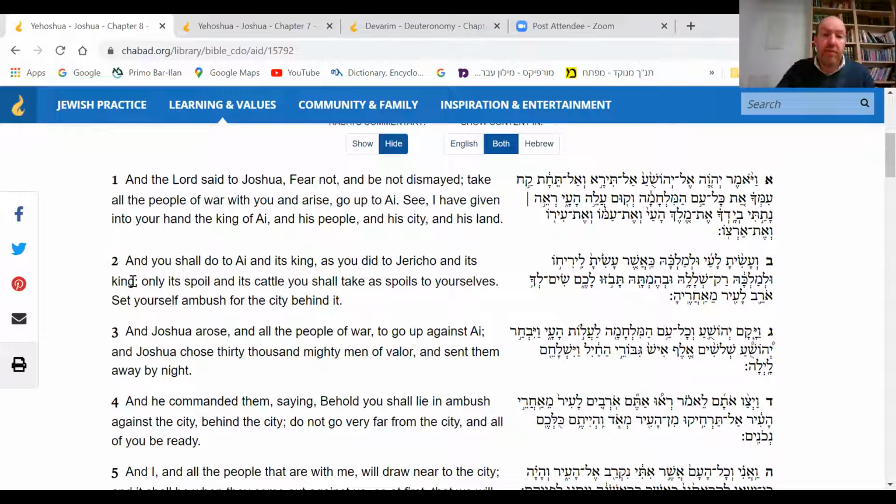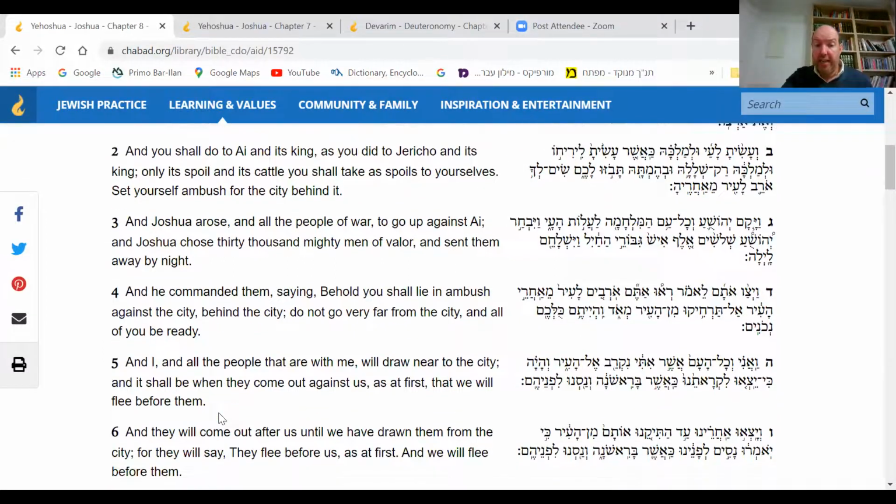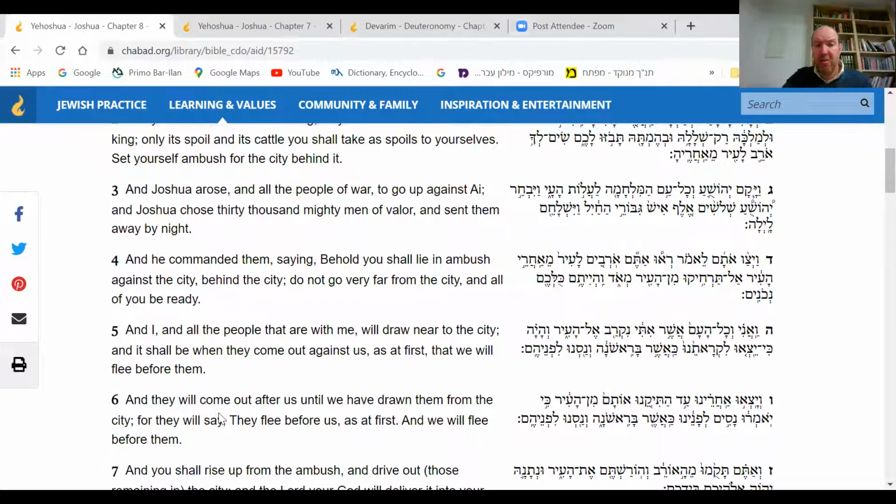So we begin in verse 3. And Joshua arose and all the people of war to go up against Ai. Notice the emphasis of everybody going. And Joshua chose 30,000 mighty men of valor and sent them away by night. And he commanded them, saying, behold, you shall lie in ambush against the city behind the city. Do not go very far from the city, and all of you be ready. And I and all the people that are with me will draw near to the city.